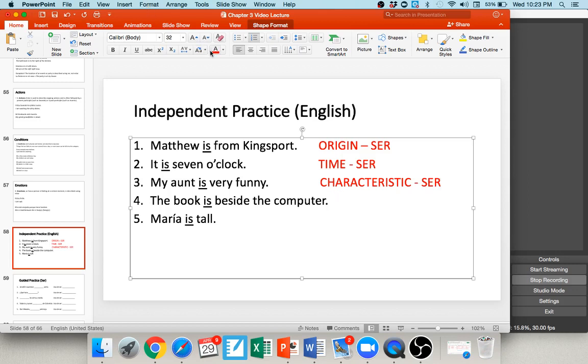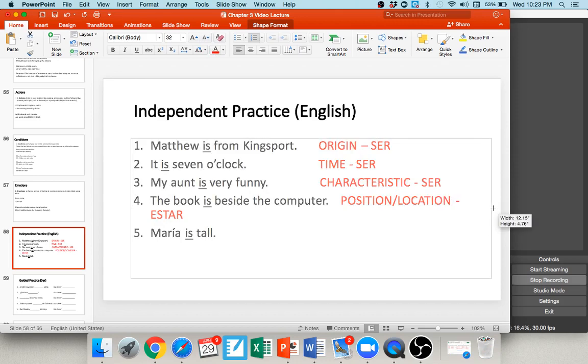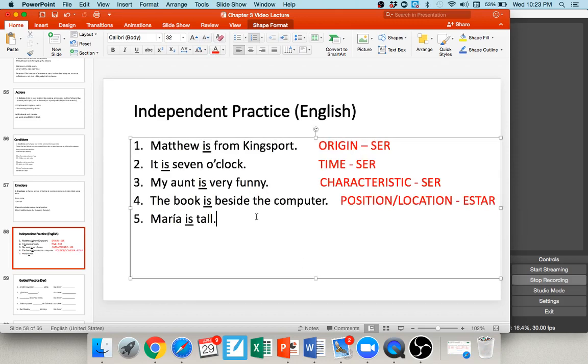The book is beside my computer. You could look at that as the book's position or the book's location. Either way, we're going to use the verb estar. Okay? And then Maria is tall. Well, tall in this case is a characteristic, a personality trait. So for things that don't change, characteristics, we are going to use the verb ser, because characteristic was the C of TOPIC. Okay? Hopefully you're feeling good about doing these in English.